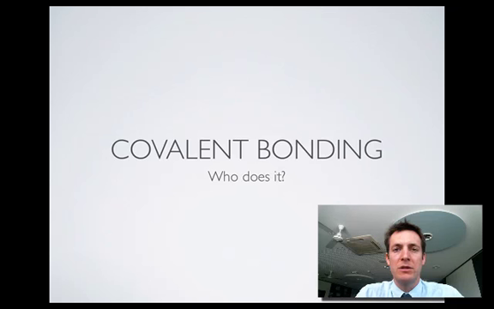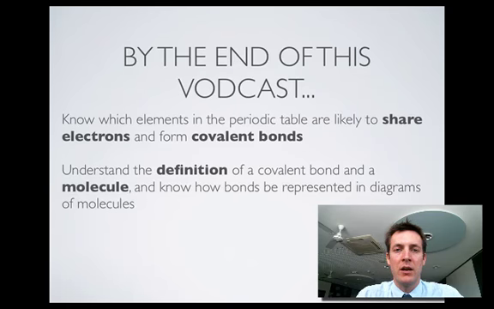You've probably come to this one having just watched some films about metallic and ionic bonding, where atoms are quite keen to give away electrons. This is dealing with atoms that aren't so keen to do that. Hopefully by the end of this film you'll know how to spot elements that would rather share electrons than give them away or take them, and then form covalent bonds.